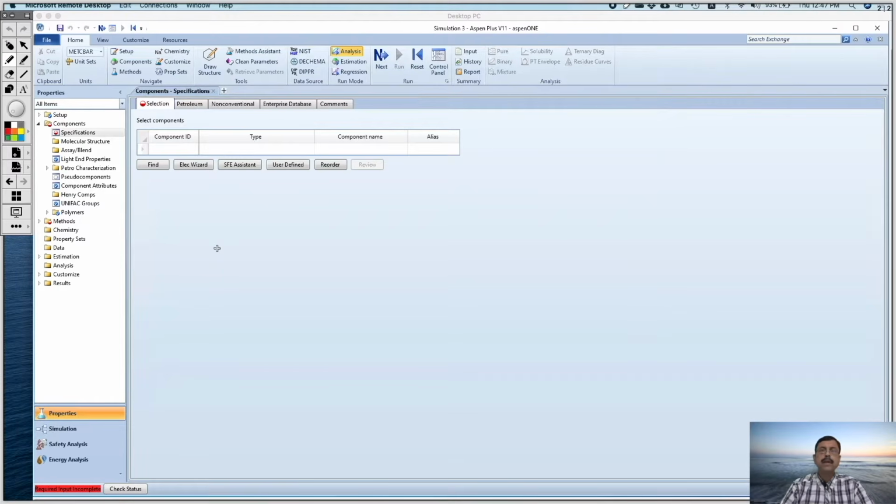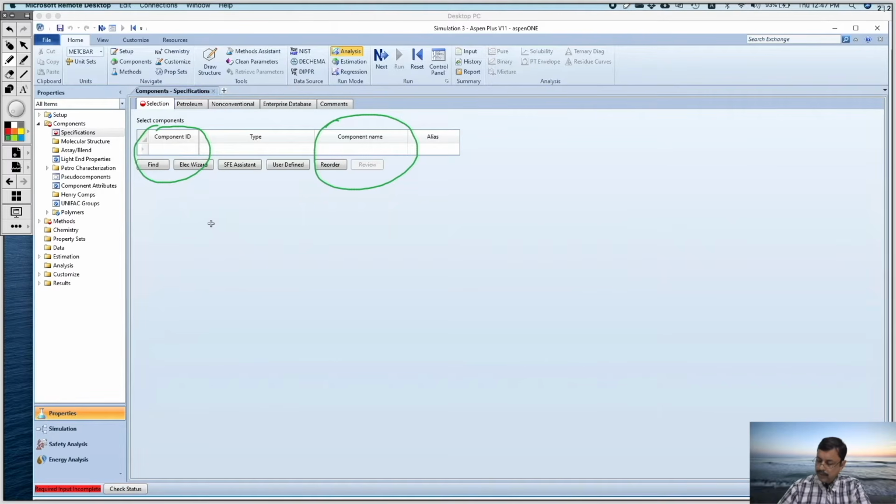Each chemical compound or component that we select has a unique component name and a component ID, which the user has to assign. Now this component ID can be anything. One can use C1, C2, C3, etc., or comp1, comp2, comp3, etc.